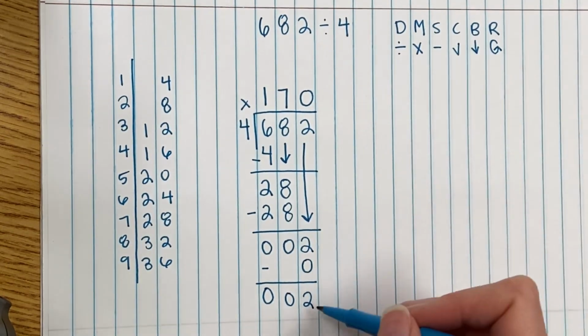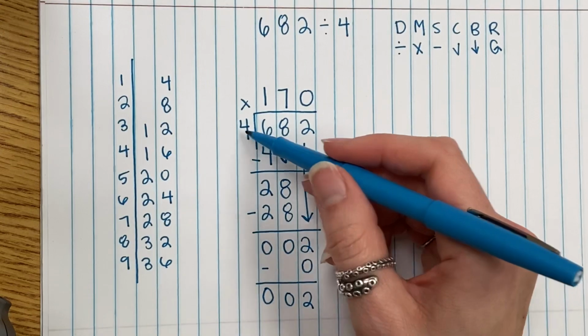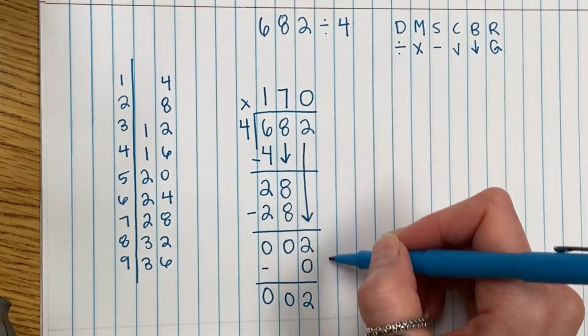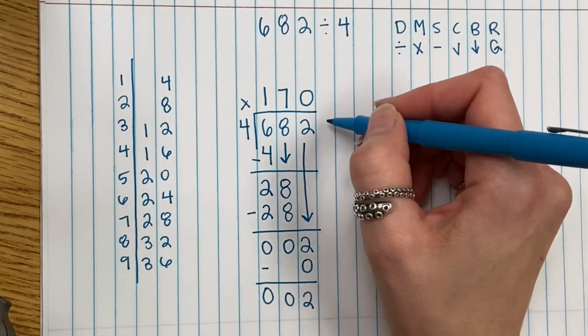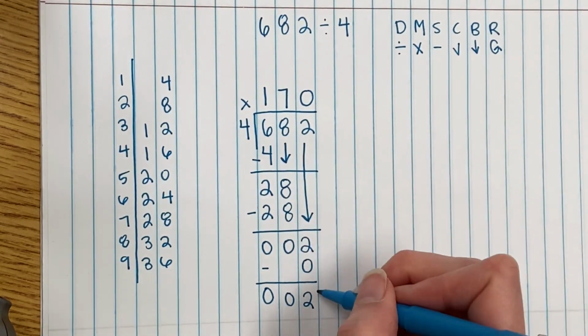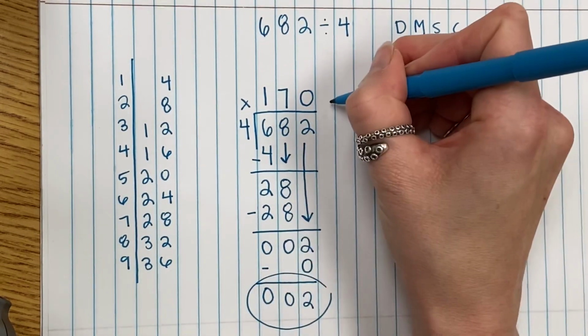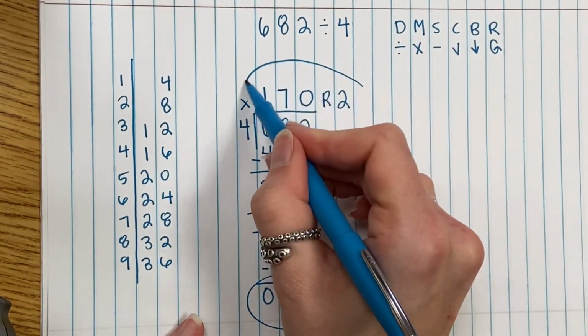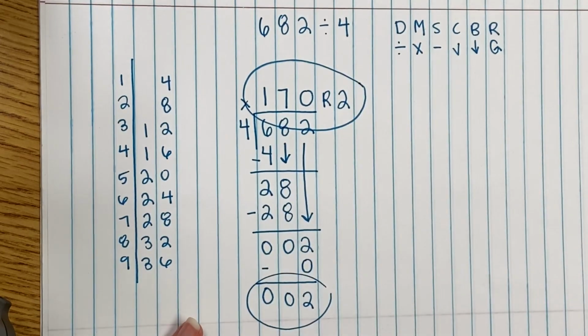So I'm going to check, is my remainder of 2 smaller than my divisor of 4? If it is, then I can bring down the next digit in my dividend, but I have nothing left to bring down. So this 2 becomes my remainder. And my quotient is 170 with a remainder of 2.